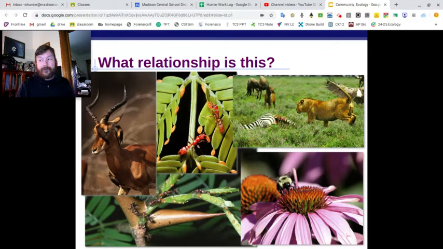Obviously, in the upper right corner, we're looking at a lioness taking down a zebra. Not good for the zebra, but it's predation because the lioness has killed and is now eating the zebra. And then down in the bottom corner is a bee with a flower. Again, this is a mutualism.